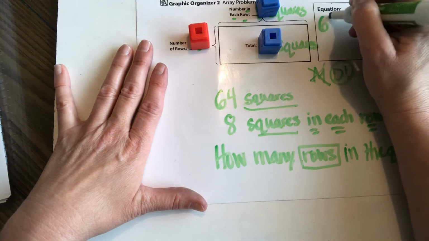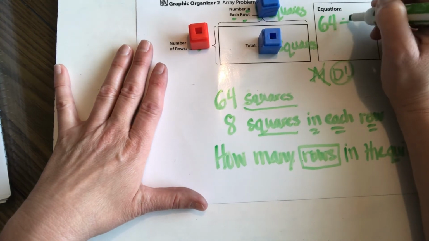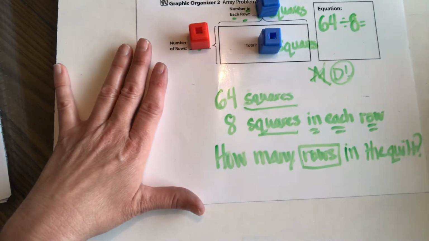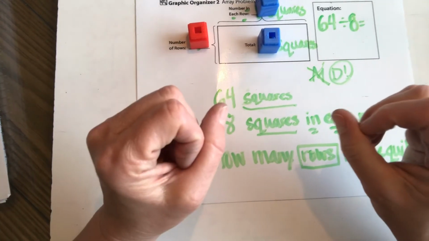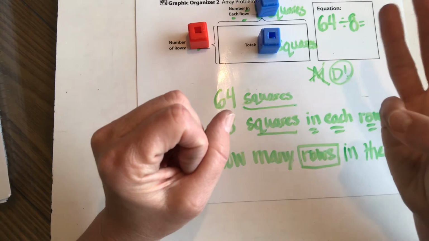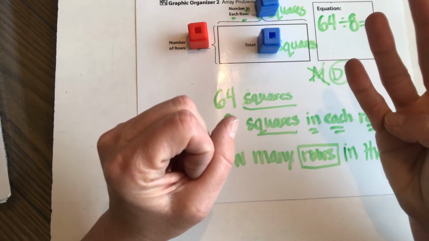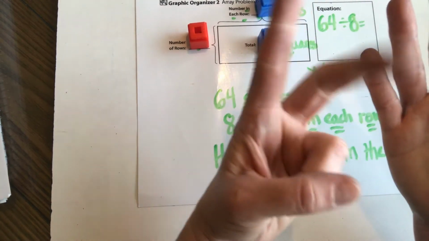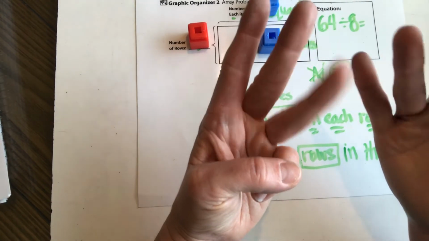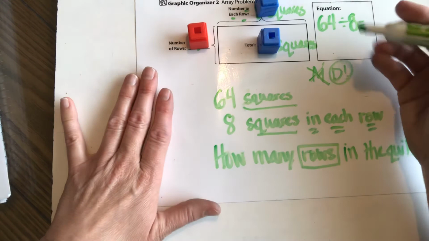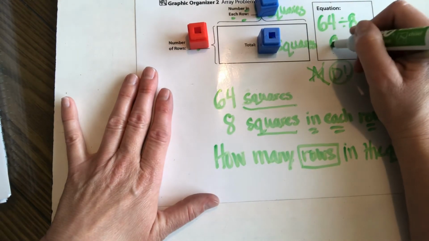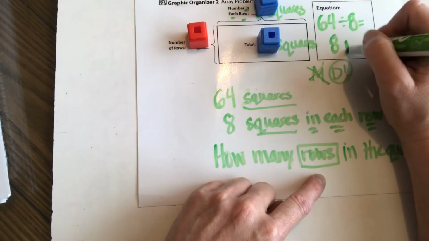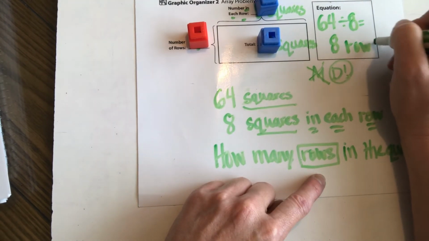So we are going to start with the whole, which is 64, and we're going to divide it by 8 and find out how many rows there are. 8, 16, 24, 32, 40, 48, 56, 64. Ooh, 8. We went far in our 8s that time. 8 what? How many rows? 8 rows.